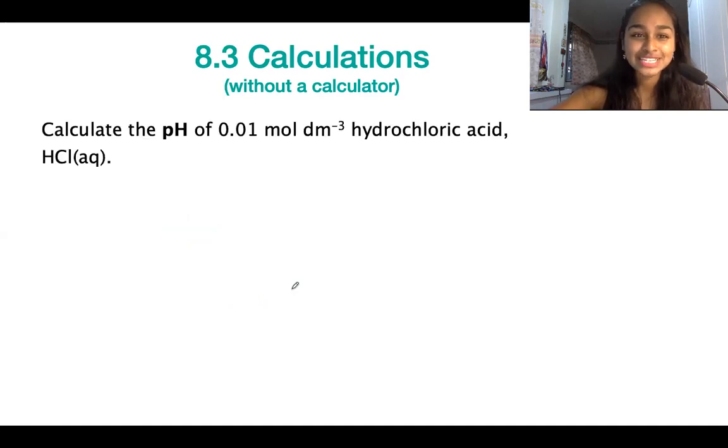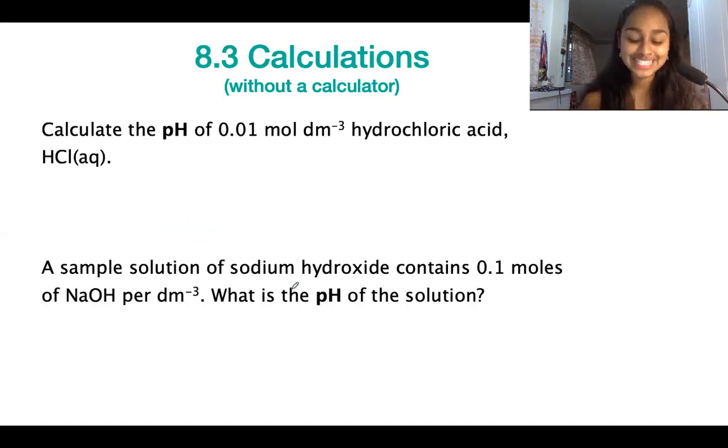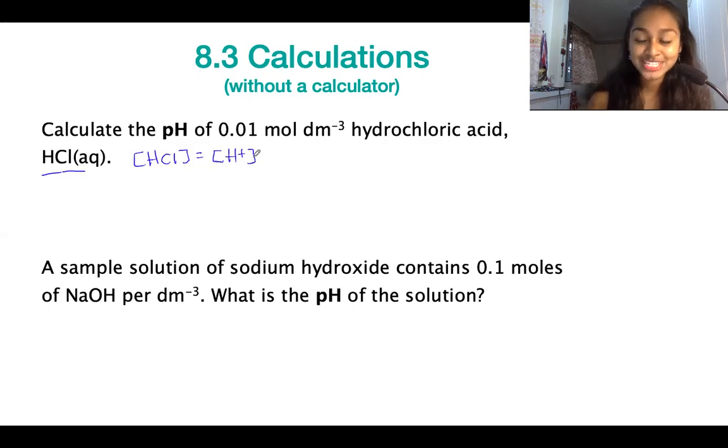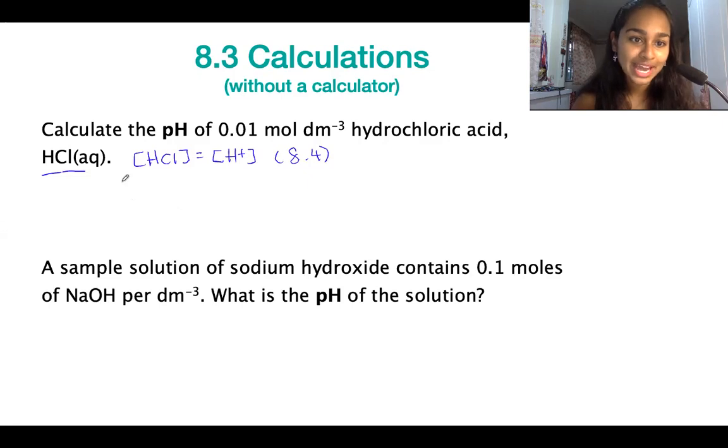So let's look at some examples. We're going to try to do these without a calculator. The first question is: calculate the pH of 0.01 moles per decimetre cubed of hydrochloric acid. Hydrochloric acid is a strong acid, therefore we can assume that the concentration of the acid equals the concentration of hydrogen ions. We'll talk a little bit more about that in our next video on 8.4, so I'll just signpost that there. We've been asked to work out the pH.